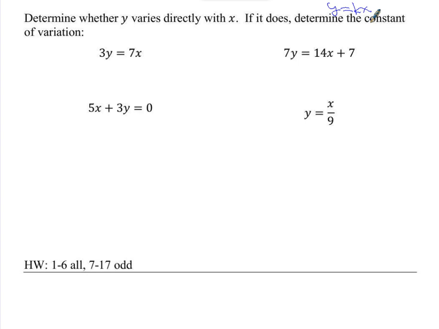So for the first one, I don't have exactly y equals kx, but can I do something to make it y equals kx? Yeah, what can I do? Yeah, divide both sides by 3 to get y by itself. Basically, we're just solving for y here. Y equals what? You can write it as 7/3 times x. Is this direct variation? Yes. So it says determine whether y varies directly with x. The answer is yes. If it does, determine the constant of variation. So k equals 7/3.